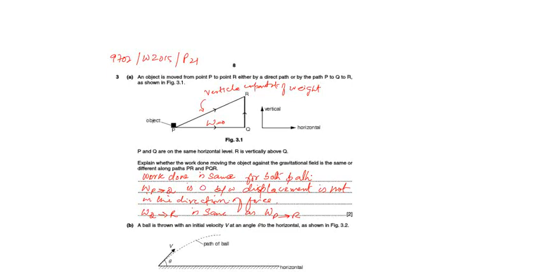Work done P to Q is zero because the displacement is not in the direction of the force. Work done from Q to R is the same as work done P to R, right? Because for P to R only the vertical component of the weight will provide the work, and the same for Q to R. So the work done from Q to R is the same as the work done P to R, right?